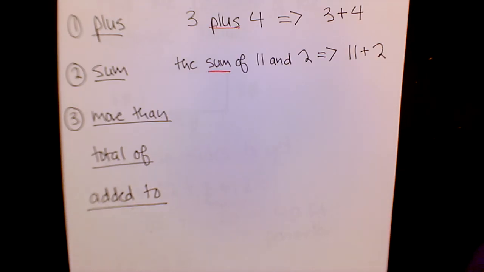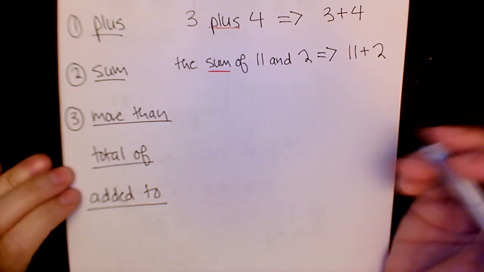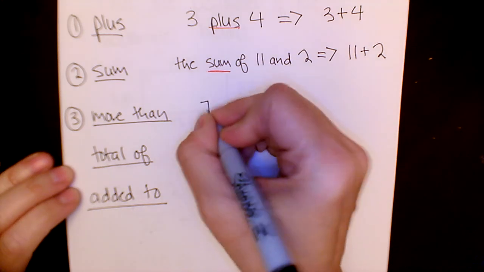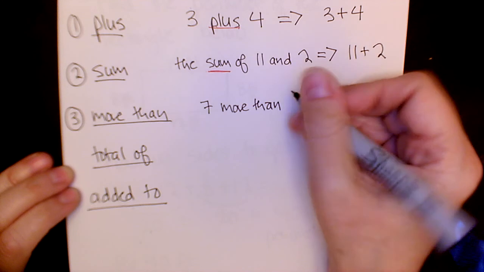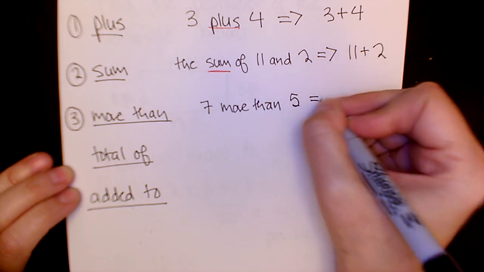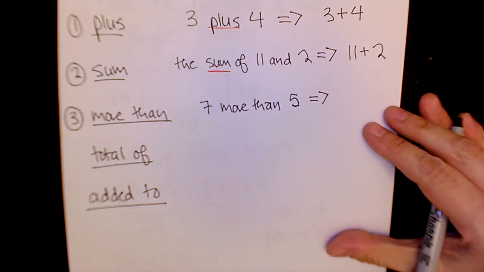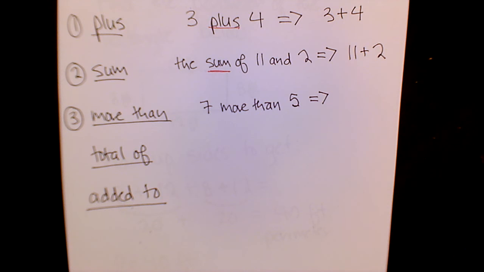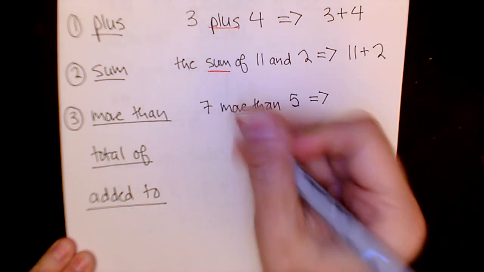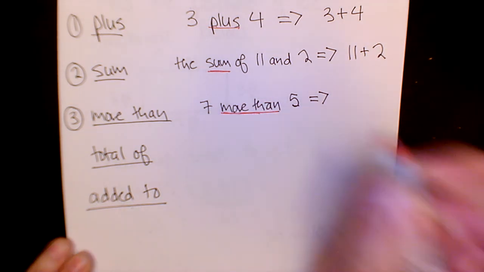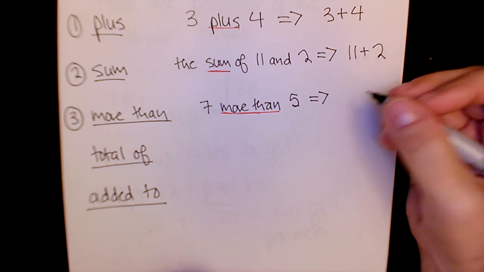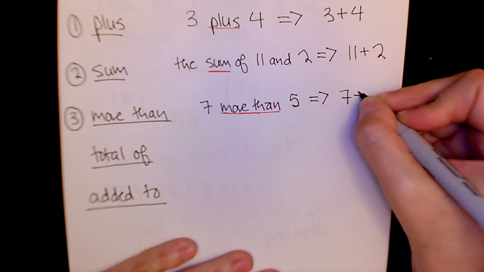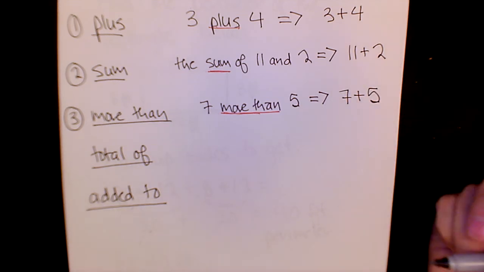Three is more than. So what if I had something that said 7 more than 5? 7 more than 5. So I've got keywords, 2 words here, more than. That means to add. So whenever you see more than, it just means 7 plus 5.